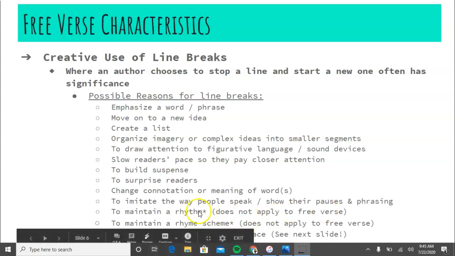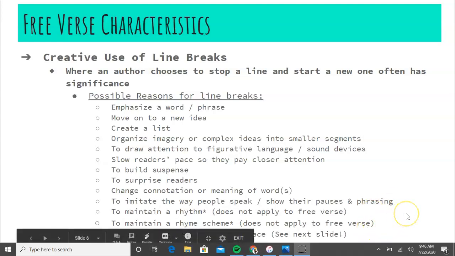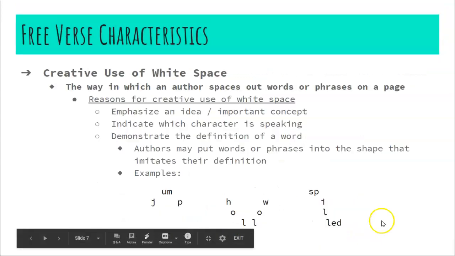These next two, again, don't so much apply to free verse, but they might apply to other types of poetry that have line breaks. So if you are writing a sonnet, which has a strict rhythm and a strict rhyme scheme, you might break your lines at those parts to keep your rhythm, to keep your rhyme scheme. But again, that's not going to apply to free verse. And the last reason that you might break up your lines is to help you create creative use of white space, which I'm going to talk about in the next slide, because that's actually a feature of a great deal of free verse poetry as well.